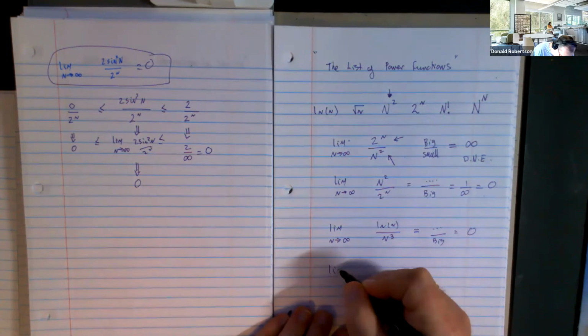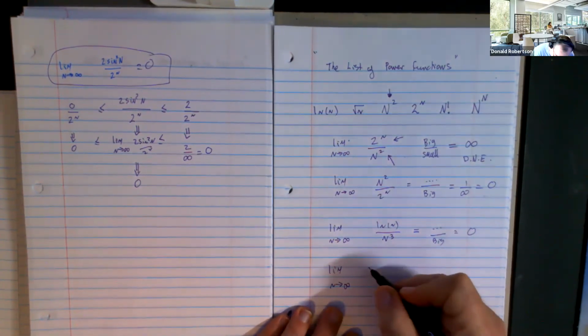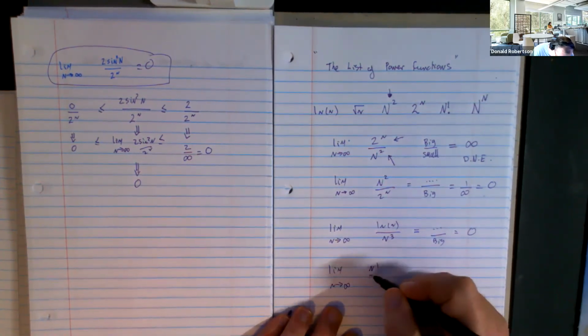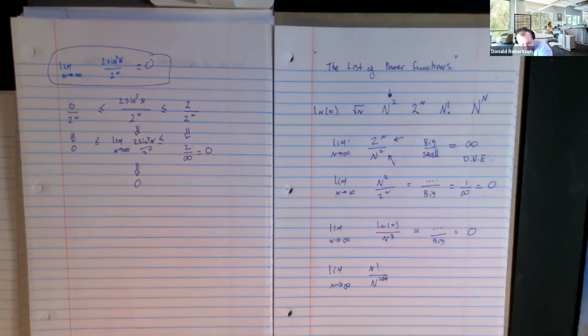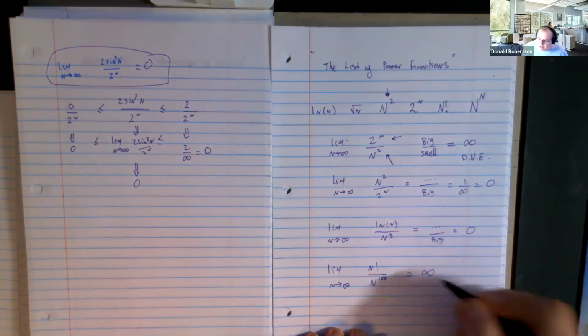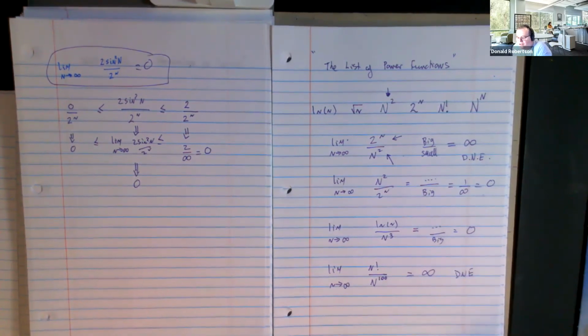What about the limit as n tends to infinity of n factorial over n to the power of 100? Which one of them is the most powerful, top or bottom? The top. And that makes the answer infinity, or as WebAssign would say, does not exist.